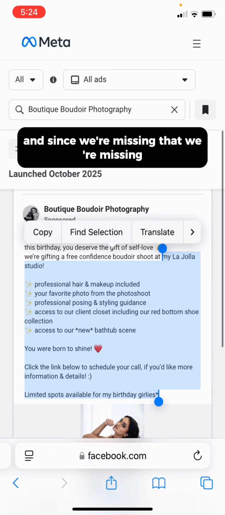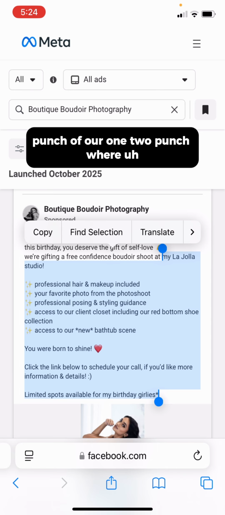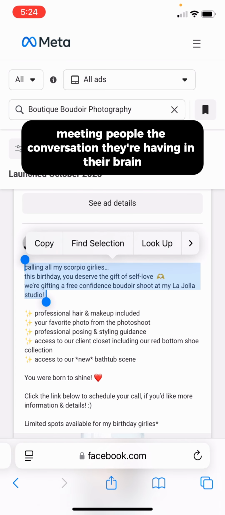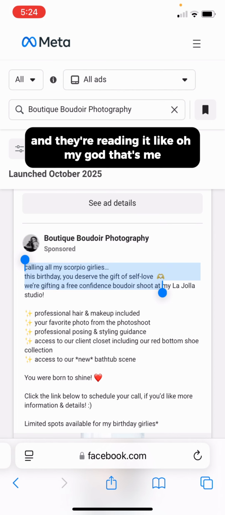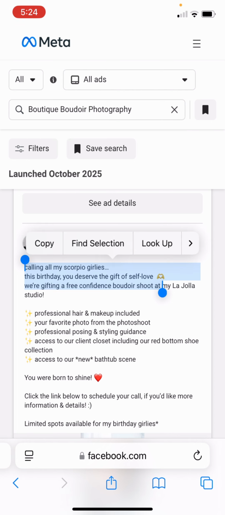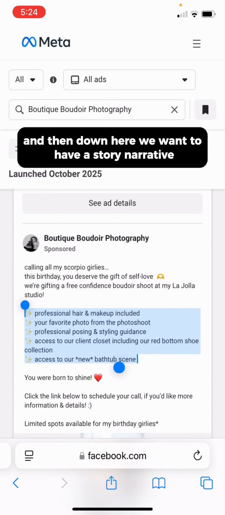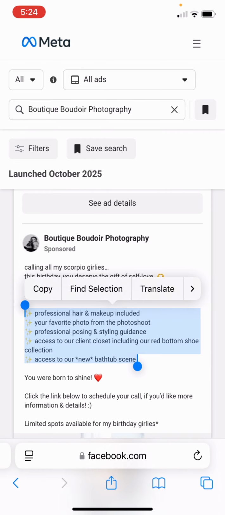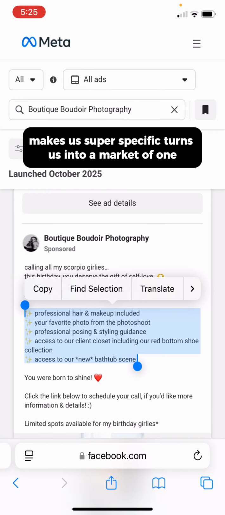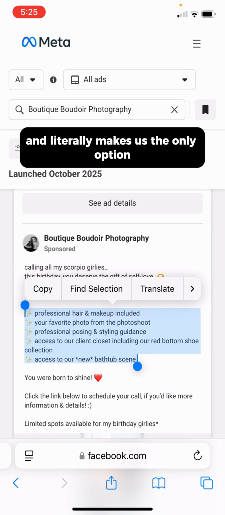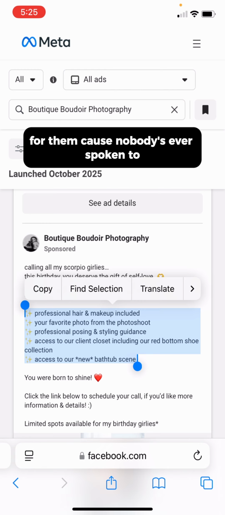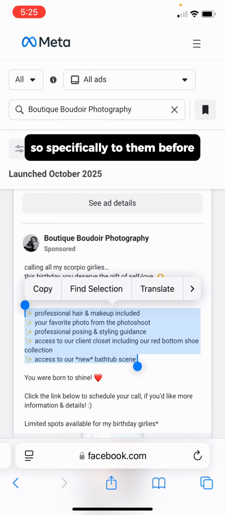And since we're missing that, we're missing the second punch of our 1-2 punch, where punch one is the See More headline, meeting people where the conversation is in their brain, and they're reading it like, oh my God, that's me. And then down here, where we want to have a story narrative, that's where they're saying, oh my God, that's my life right now. So that's the 1-2 punch that makes us super specific, turns us into a market of one, and literally makes us the only option for them, because nobody's ever spoken so specifically to them before.